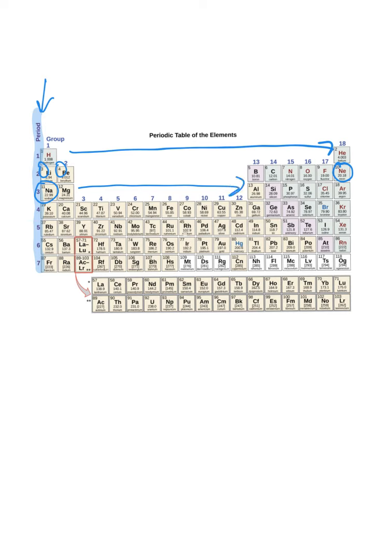So you may be asking, well, why is this number at the top increasing? Why have we grouped these elements in periods, etc.? And that's a good question. To answer it, I want to talk about orbitals using a very simple atomic model.